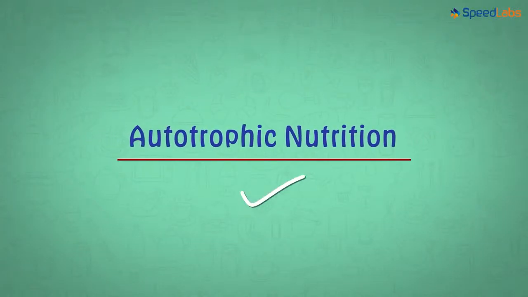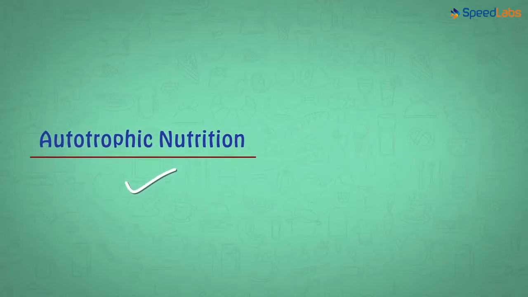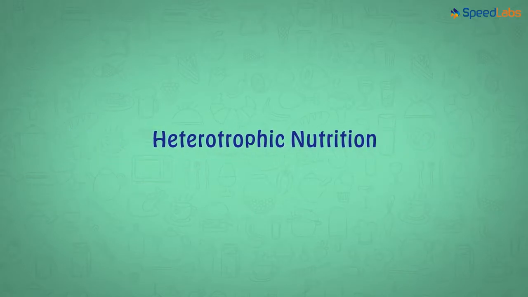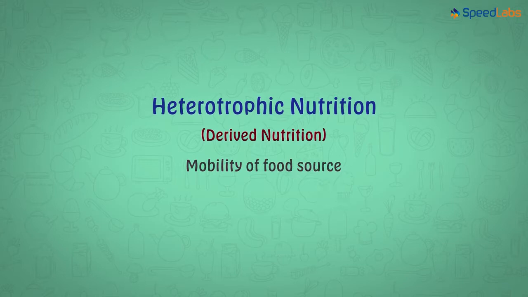We have taken a detailed look at the concept of autotrophic nutrition in the previous video. Now let's talk in detail about heterotrophic nutrition. These are all organisms which derive nutrition from various sources. They are unable to synthesize their own food like the autotrophs. One parameter based on which the heterotrophic animals are classified is the mobility of food source.